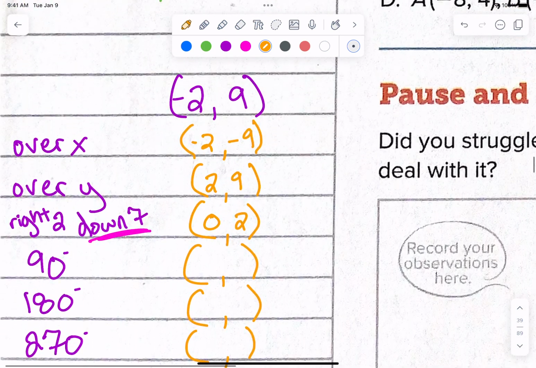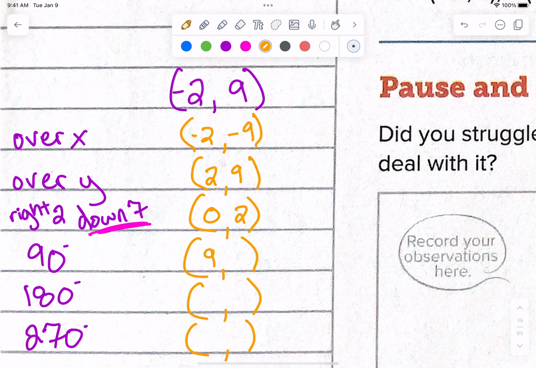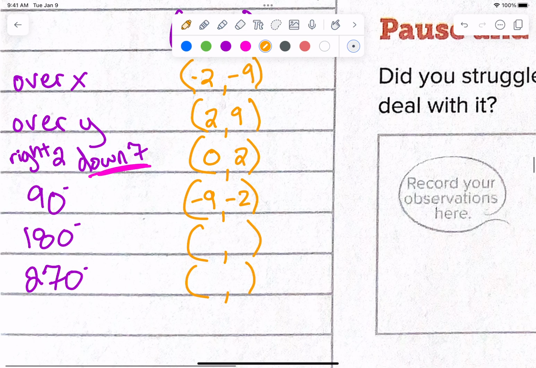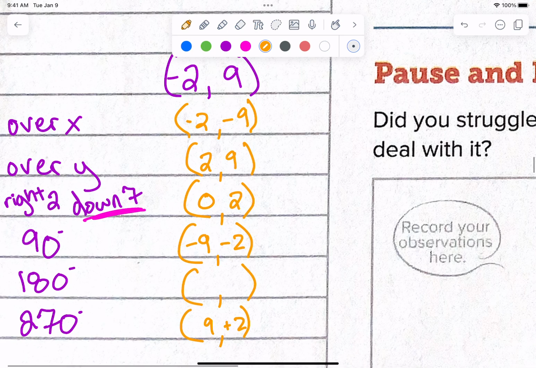Okay. 90-degree rotate. Flip: 9, negative 2, but the first one becomes negative. 270 rotate: 9, negative 2, but the second one becomes negative. So 9, positive 2. 180 would be positive 2, negative 9. Yeah? Beautiful. There you go. Okay?